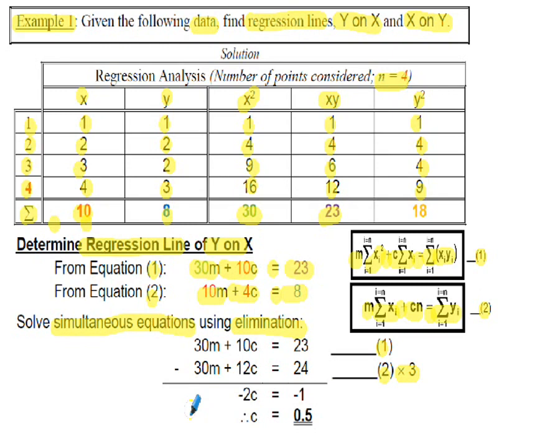If I multiply equation 2 by 3, I get 10 times 3 is 30, so I get 30m and a 30m. If I multiply the 4c by 3, I get plus the 12c, and if I multiply the 8 by the 3, I get 24. What we can do now is solve the equations by subtracting one from the other. So 30m take away 30m is 0, plus 10c take away 12c is minus 2c, and 23 take away 24 is minus 1. Dividing both sides by minus 2, c is 0.5.